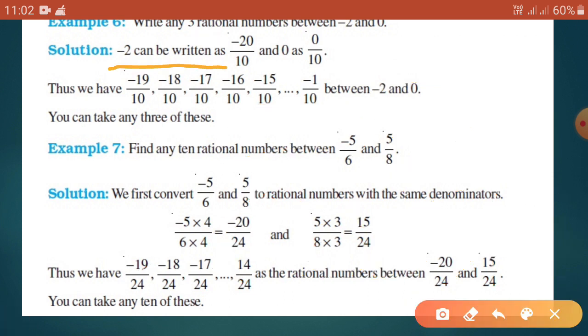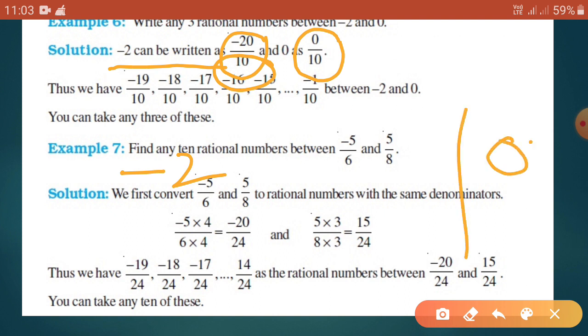So minus 2 can be written as minus 20 by 10 and 0 can be written as 0 by 10, as we are trying to find the rational numbers in between these rational numbers. So you will ask me, sir, why are we multiplying the denominator by 10? If you multiply with the greater number, then it is possible to get more rational numbers in between the rational numbers, here minus 2 and 0.